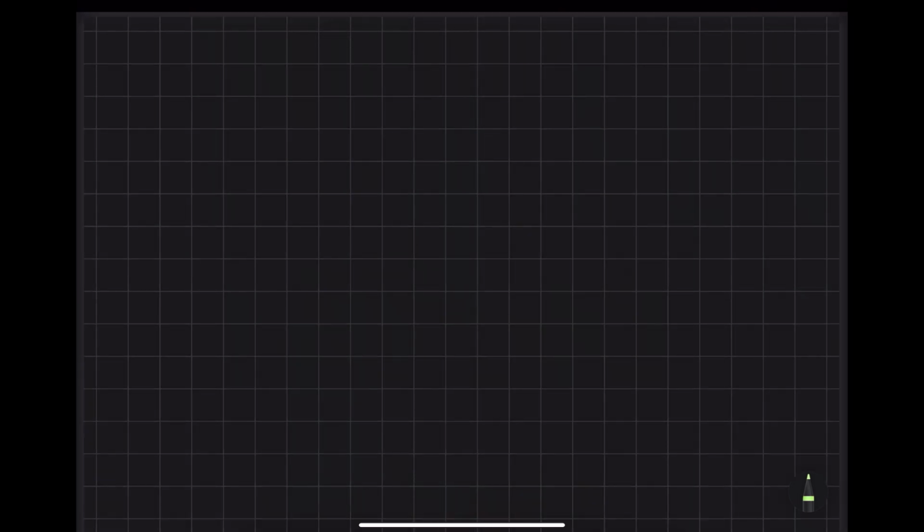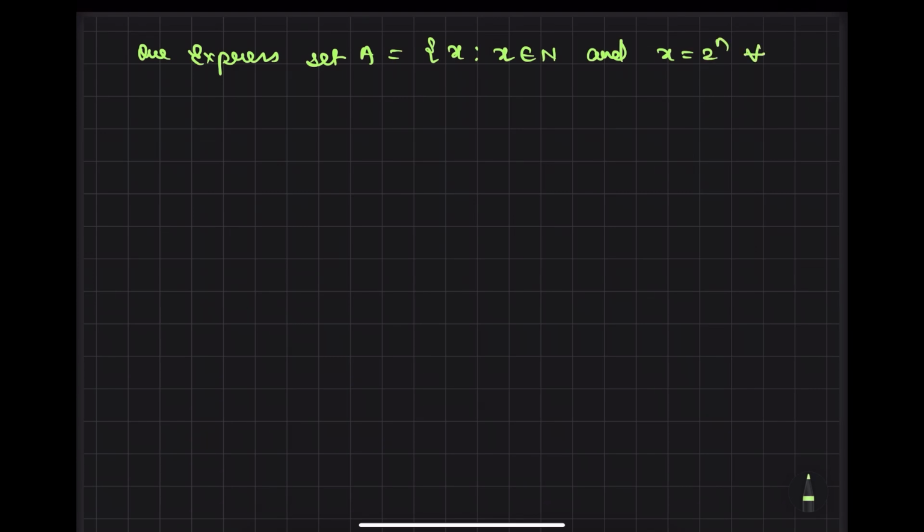Okay, so for example, suppose that I have given you one question. So the question is, express set A equals x such that this, I will explain. First let me write down the question. And x equals 2 power n for all n belongs to natural number, in roster form.